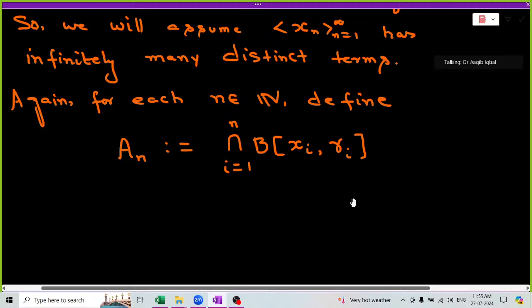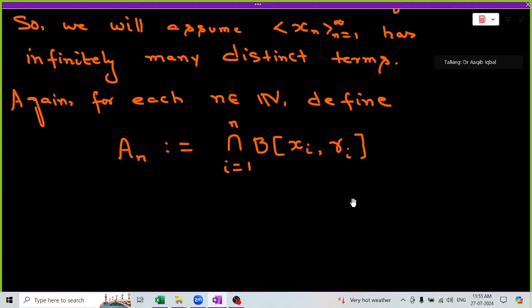Decreasing obviously, because in An you are taking n balls, and in An plus 1 they will have n plus 1 balls, and the first n balls of An plus 1 will be the same ones that are in An. That is the reason these ANs are also decreasing. So it's a decreasing sequence of bounded admissible sets.